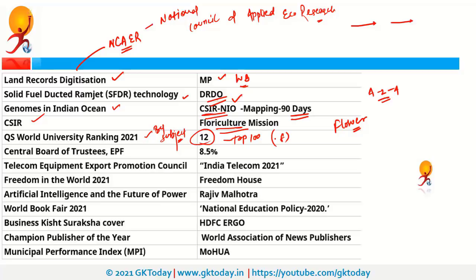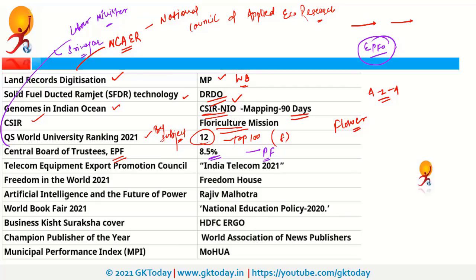Next is Central Board of Trustees of EPF. What is EPF? It is Employee Provident Fund. So this specific event is important for EPF for examination. So recently, the Central Board of Trustees meeting was held, and during that meeting, it was decided that EPFO is going to provide 8.5% annual interest rate on the Provident Fund. This meeting was chaired by Labour Minister. Present Labour Minister is Santosh Gangwar, and this meeting held in Srinagar. What is EPFO? It is Employee Provident Fund Organization.